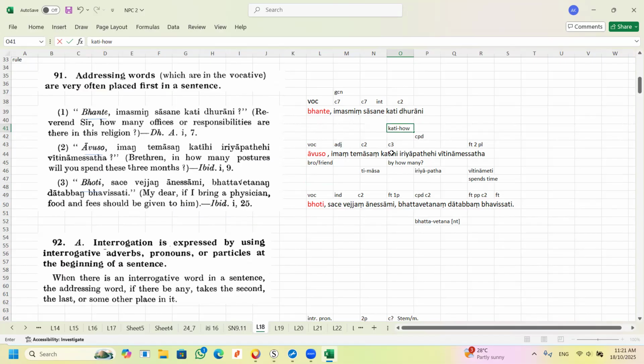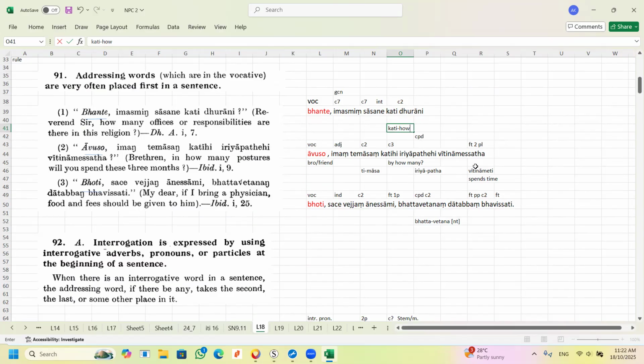By how? This can you say by how? And when you say 3 months, by how many? So in this case, by how many? Because can you see the word Iriyapatehi. This is also GCN. That means how many parts. The word pata, how, in this case, is in how many months. Can you see? So you refer here.